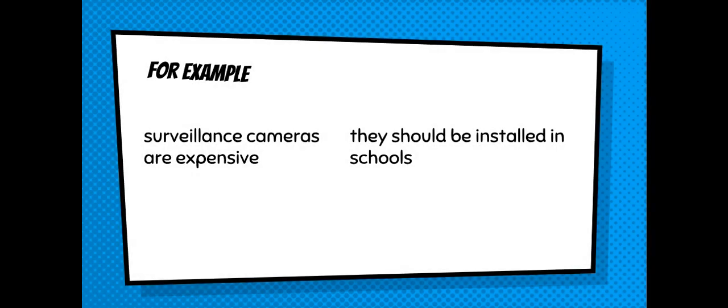Let's take a look at an example. In your paragraph or in your sentence, perhaps you have these two ideas. Surveillance cameras are expensive. They should be installed in schools. Well, right now, the reader doesn't know how these two ideas are supposed to relate. And so you have to add a transition word to show what the relationship is between these two ideas.